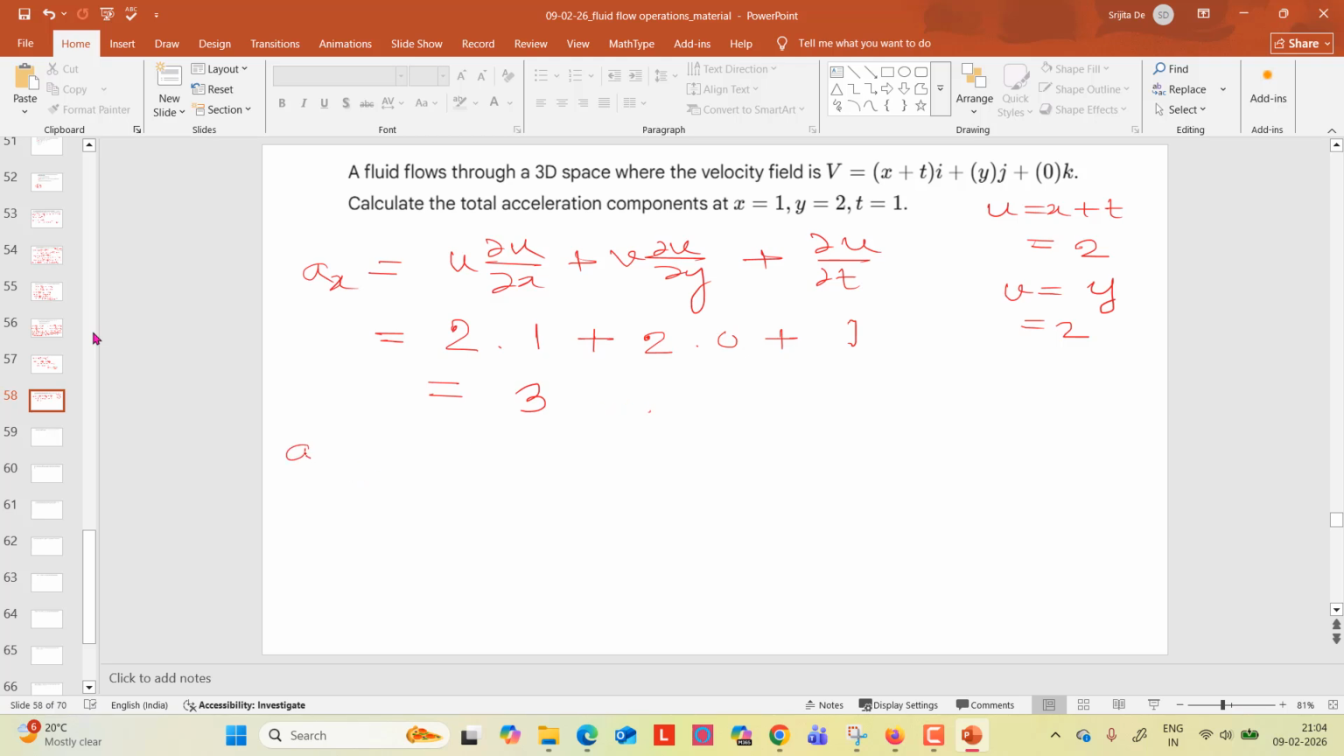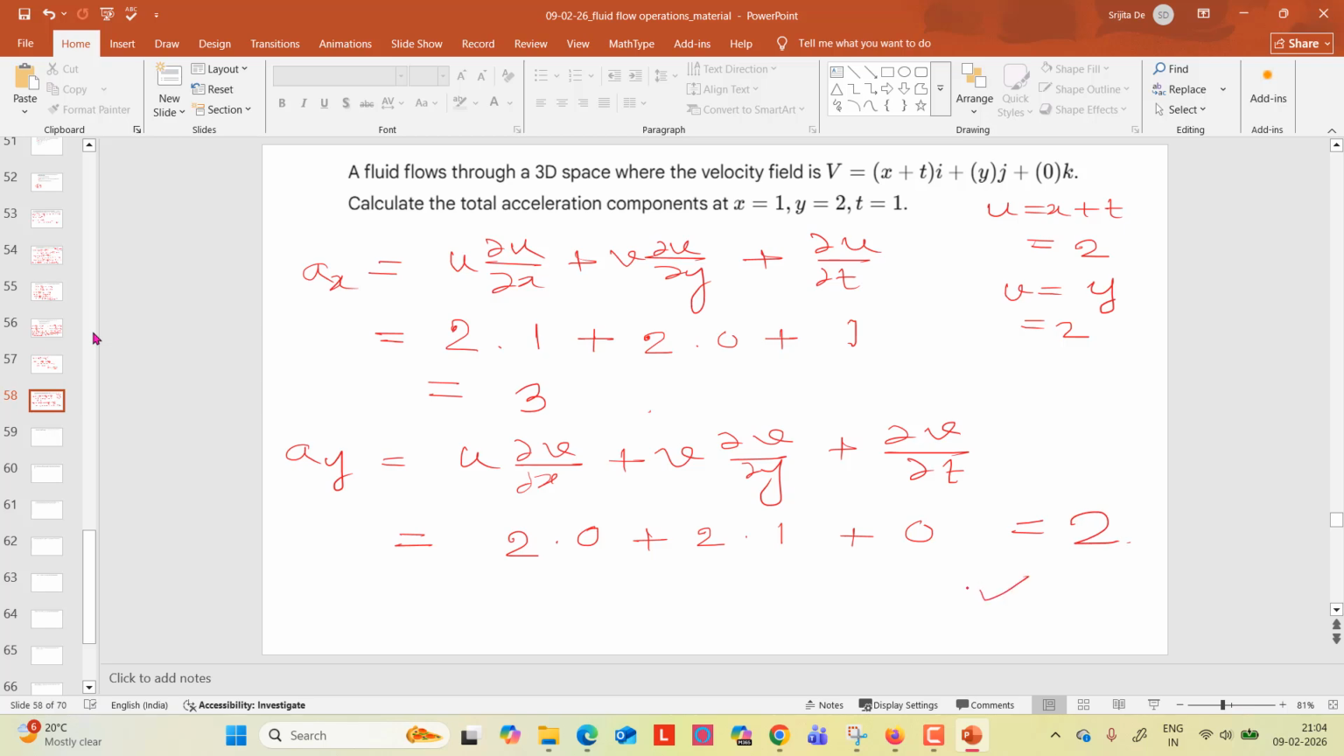Then ay is similarly u into del v del x plus v into del v del y plus del v del t, which equals u is 2, del v del x is 0, plus 2, del v del y is 1, plus del v del t is 0. So it is coming as 2. So these are the components.